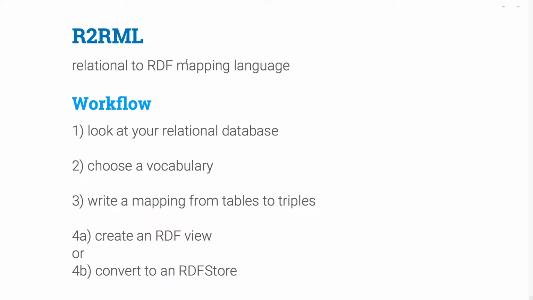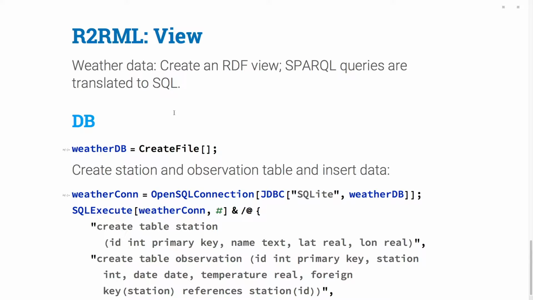So, how you would set it up normally is your IT department would look at the database and choose a vocabulary suitable for your data, and write the mapping, and then either create a view or convert it to RDF data, depending on certain criteria. Like, is the data frequently changing? Then probably you would go with a view of the data. And here's an example about weather data, which might be frequently changing.